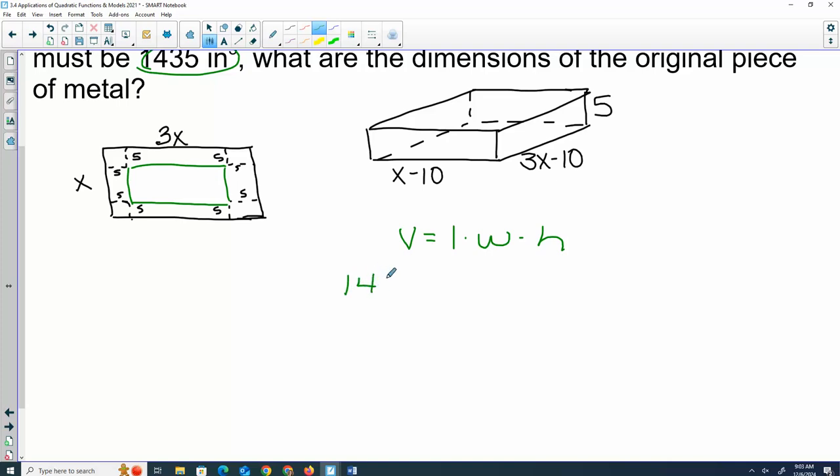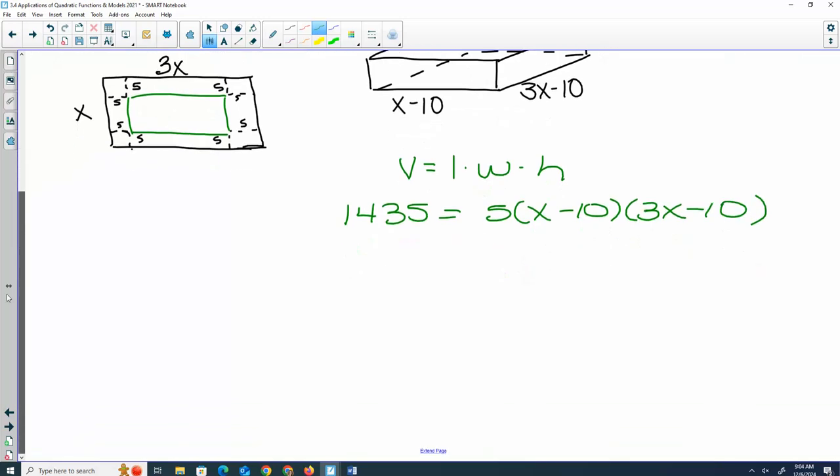So 1,435 equals, I'm just multiplying these, 5 times x minus 10 times 3x minus 10. Okay, this is the equation I need to solve. Do you guys care if I just divided by 5 on each side first? Give us some smaller numbers. Cancel those. 1435 divided by 5.